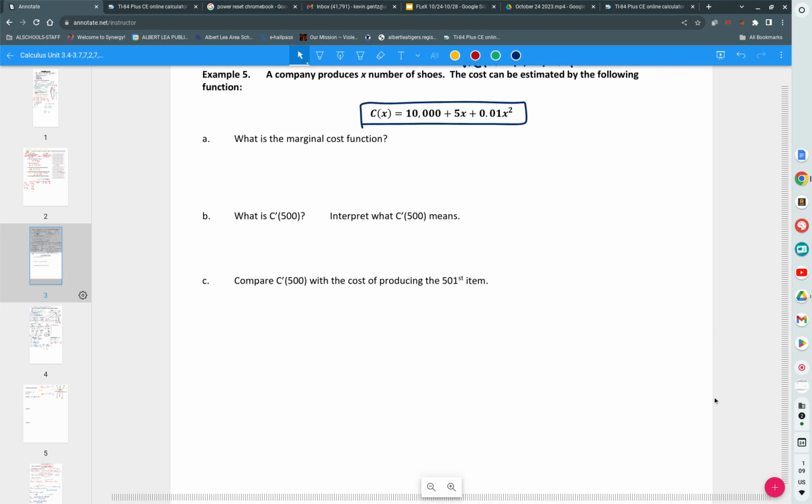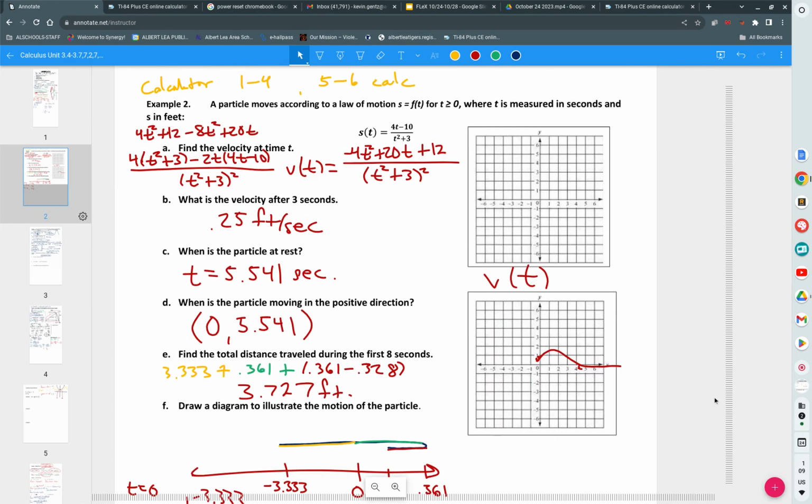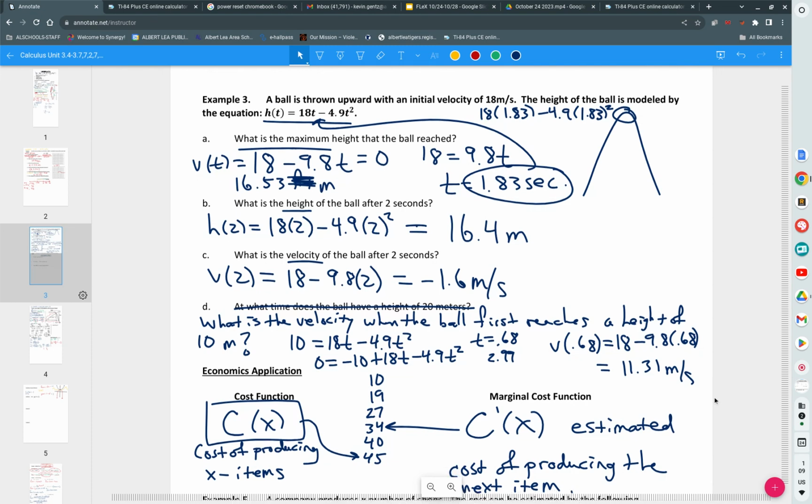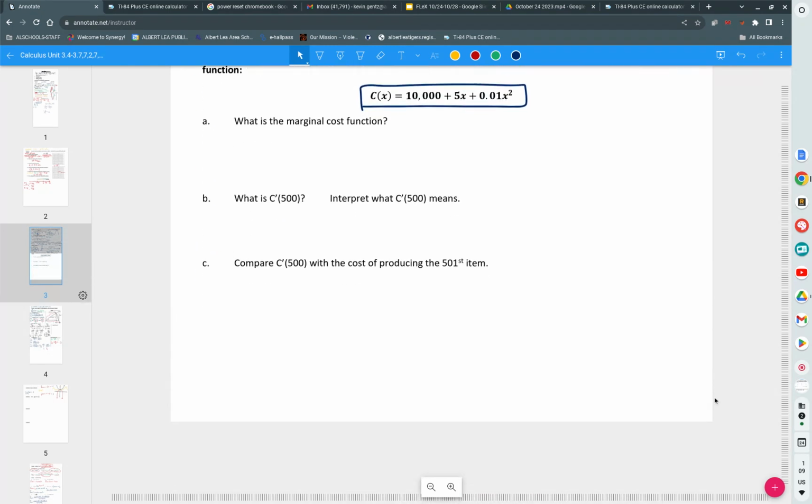We take the derivative. So therefore, C prime of x, the marginal cost function, is easy to find. And what is that? 5 plus 0.02x. Super easy. Okay?